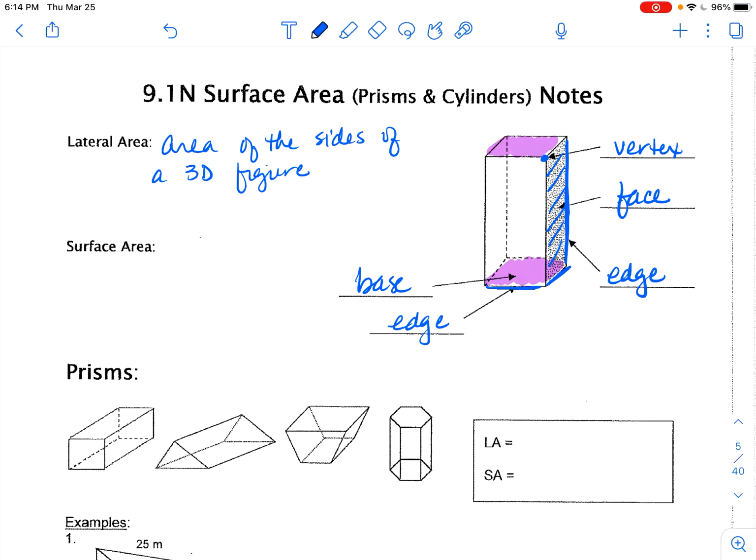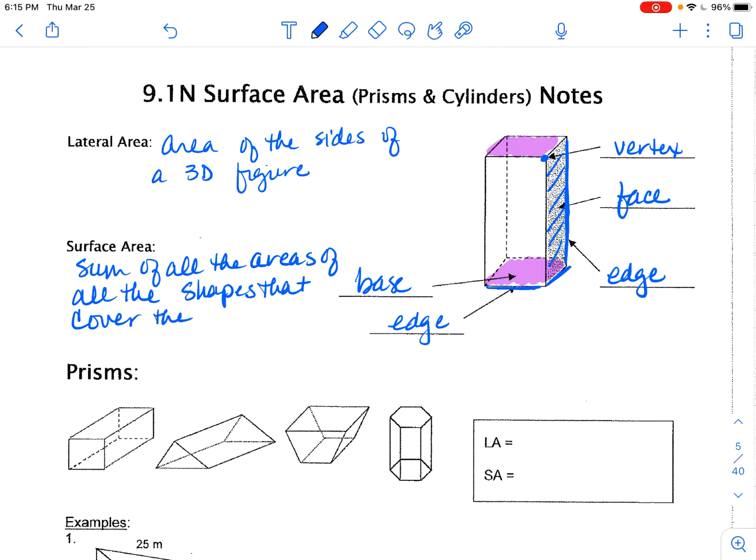To find the surface area, it is the sum of all the areas of all the shapes that cover the surface of the figure.